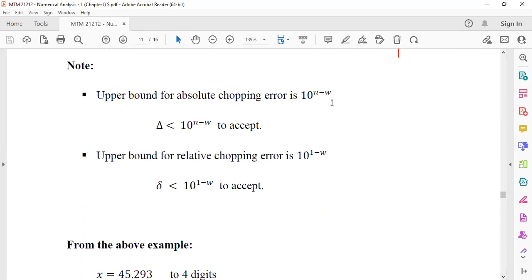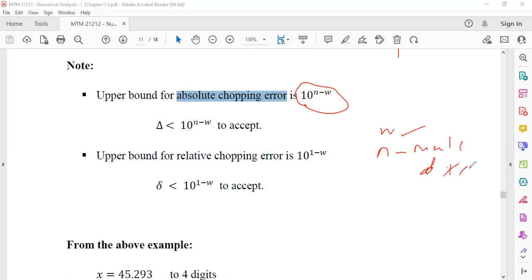So here they are saying the upper bound for the chopping error will be 10 to the power n minus w. We know w. So n is the multiplicative power of decimal 10. This is a formula: the upper bound for the absolute chopping error is this one. It means delta can be less than or equal to this part.